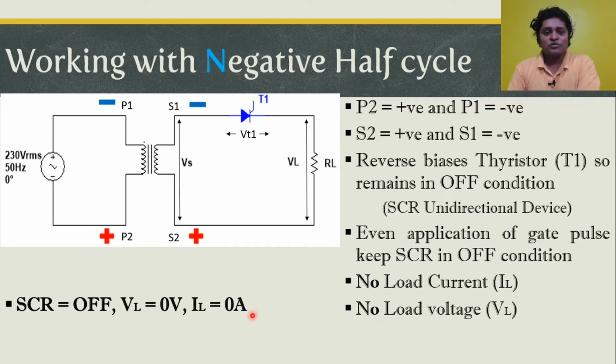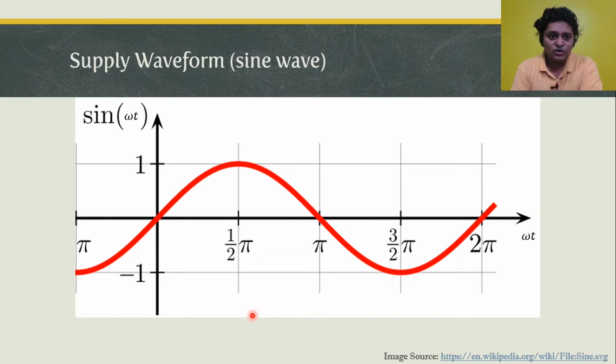Now let's understand this working on the waveform. On the waveform, we can clearly see that the negative half cycle is available. Even if we apply a gate pulse at the instant pi plus alpha, the SCR still remains in the off condition. So there is no production of load current. During this negative half cycle, the load voltage and load current will be 0, and the SCR will be in the off condition.